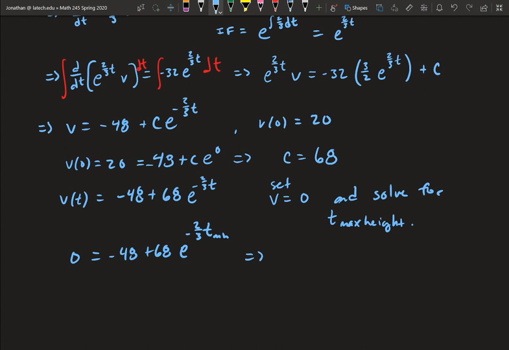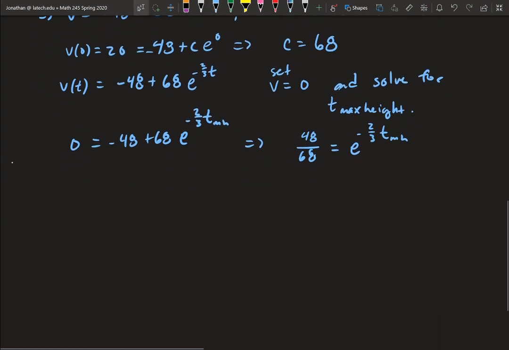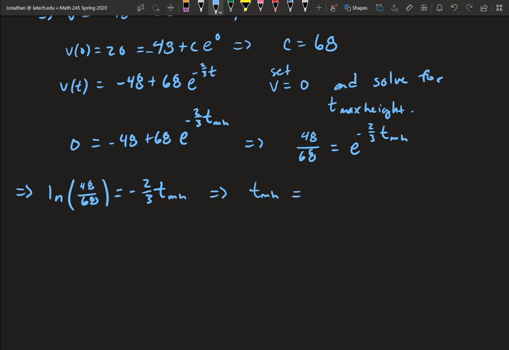So that's going to tell us that 48 over 68 equals e to the negative 2/3 t max height. So then take the natural log of both sides. So natural log of 48 over 68 equals negative 2/3 t max height. So t max height is going to be negative 3/2 natural log 48 over 68, which, if you work that out, turns out to be like 0.5225 seconds.